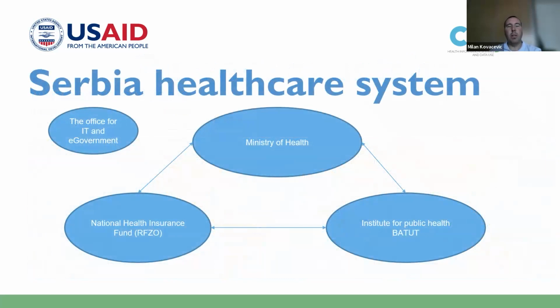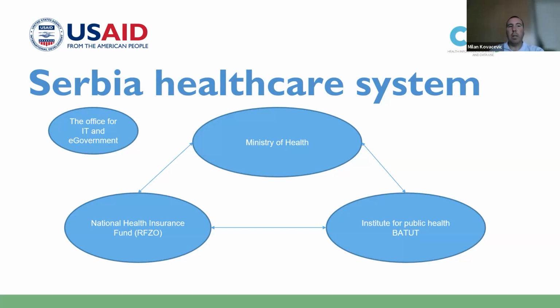Digitization of the health sector was one of the top 4 priorities announced by the Serbian Prime Minister in her election speech back in 2021. In the current structure of the Serbian health system, there were several key entities that needed to be engaged in order to support this effort: the Ministry of Health, that you can see in the center, the Institute of Public Health, the National Health Insurance Fund, the Office for IT and e-Government, and of course the Prime Minister's Office.